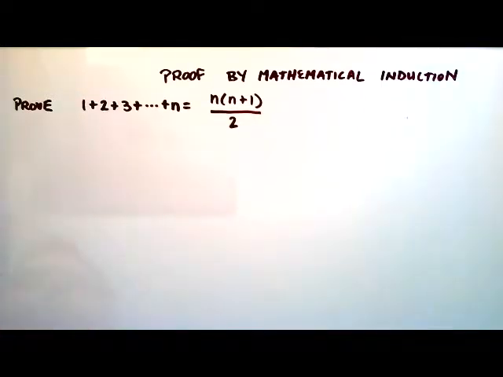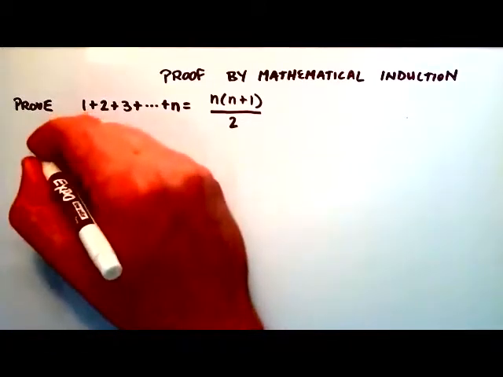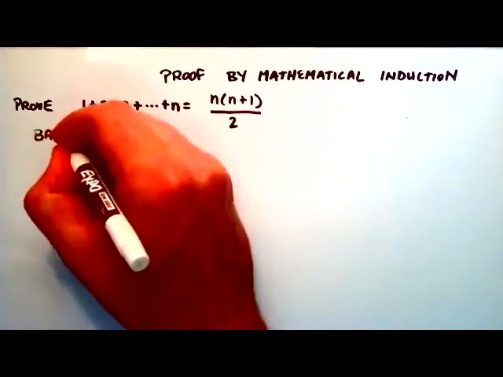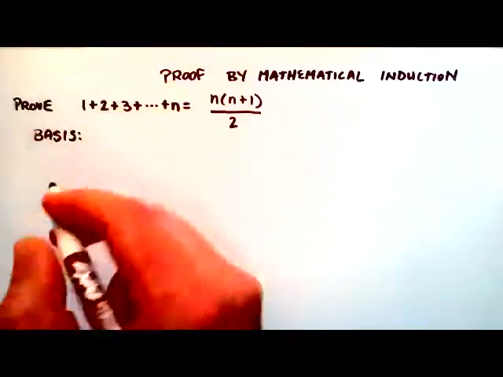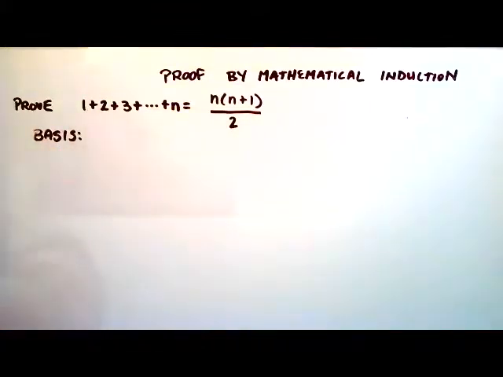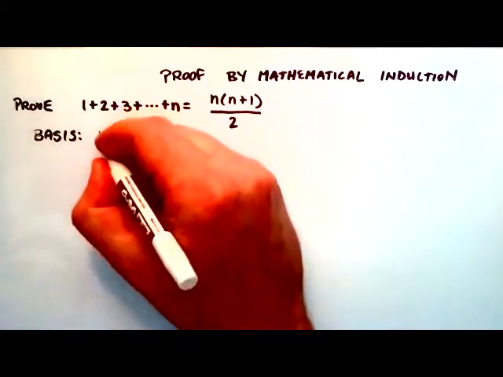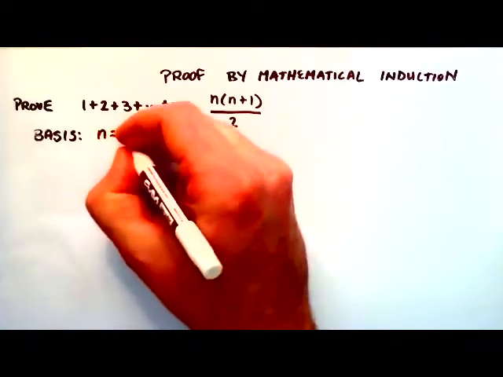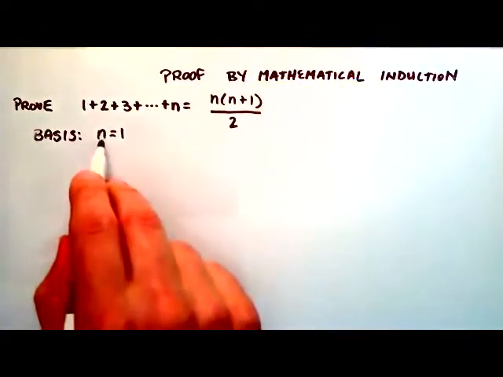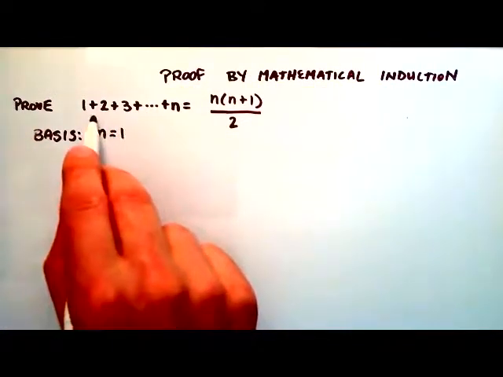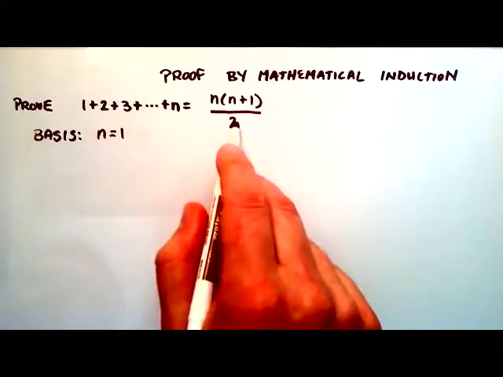So what we want to do first is check the base case. This will be the basis step. We're checking the most simple basic case that we can come up with here, and it's going to be when n equals 1. And we're just going to check that for n equals 1, the left hand side and the right hand side are true.